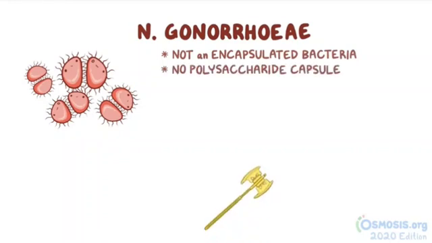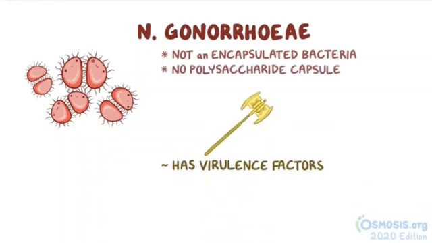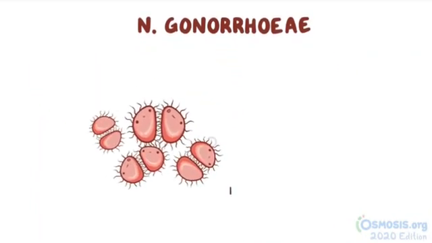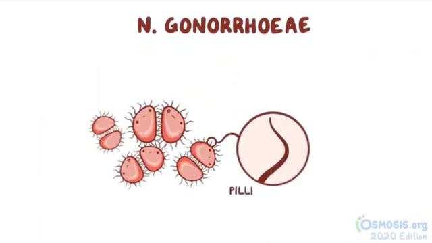Now, unlike its sister, Neisseria meningitidis, Neisseria gonorrheae is not an encapsulated bacteria, so it does not have a polysaccharide capsule. But this bacteria has a ton of other virulence factors, which it uses to attack and destroy host cells, and also to evade the immune system.